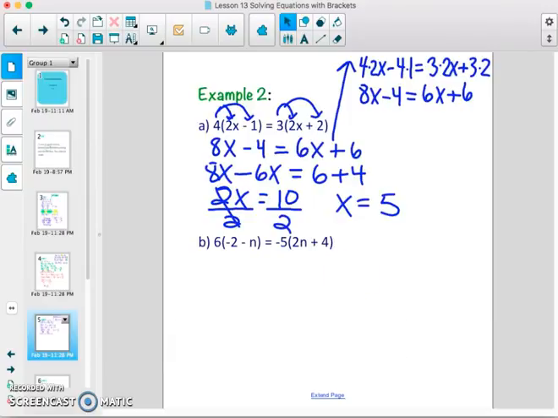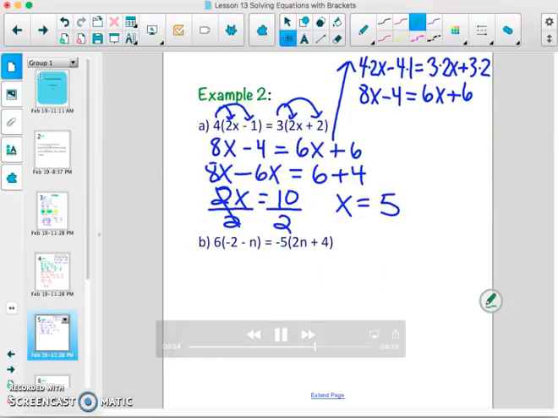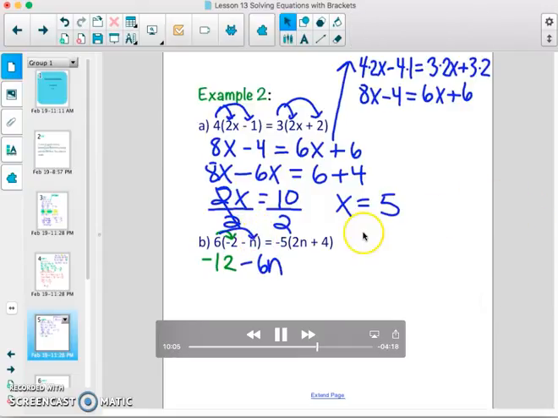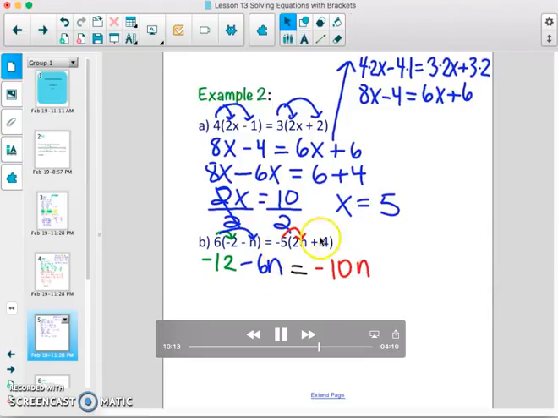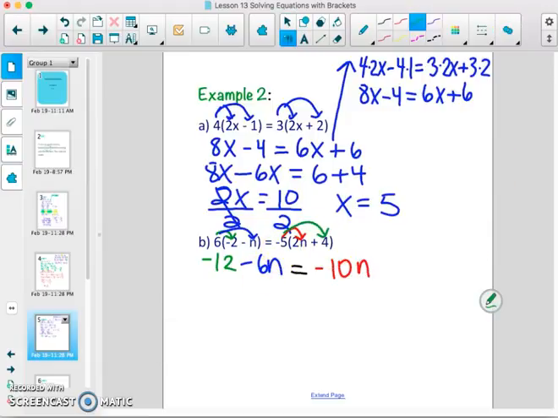I'm going to color code this example. Maybe that will help some of you see it. So this 6 times negative 2 is going to give us a negative 12. Then we're going to do 6 times negative n, which is negative 6n. Then we've got negative 5 times 2n, which is negative 10n. And finally, we have negative 5 times 4, which is negative 20.